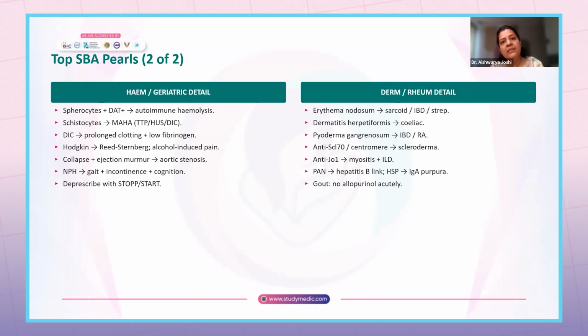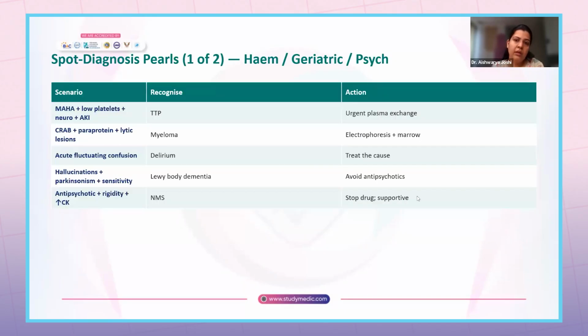One more disease, dermatomyositis presents with anti-Mi-2 antibody. Polyarteritis nodosa associated with hepatitis B. Henoch-Schonlein purpura associated with IgA nephropathy. Gout, you don't give allopurinol in the first 2 weeks. Now again, the same things have been put up in the form of a chart in order to give you a spot diagnosis. You can screenshot this.